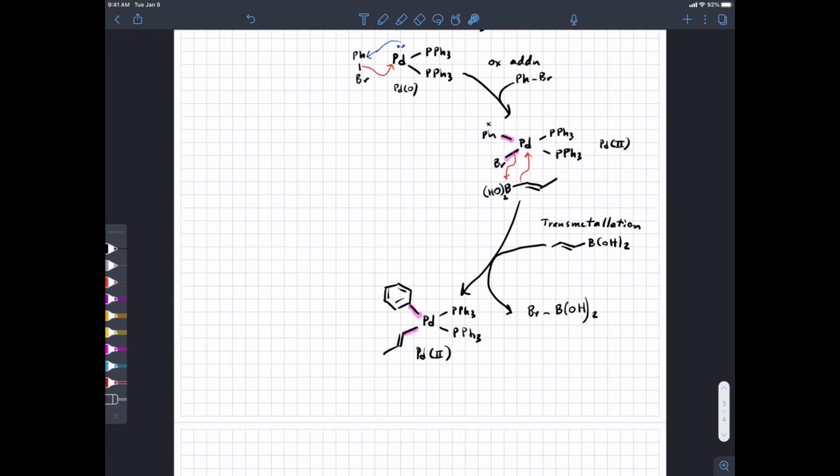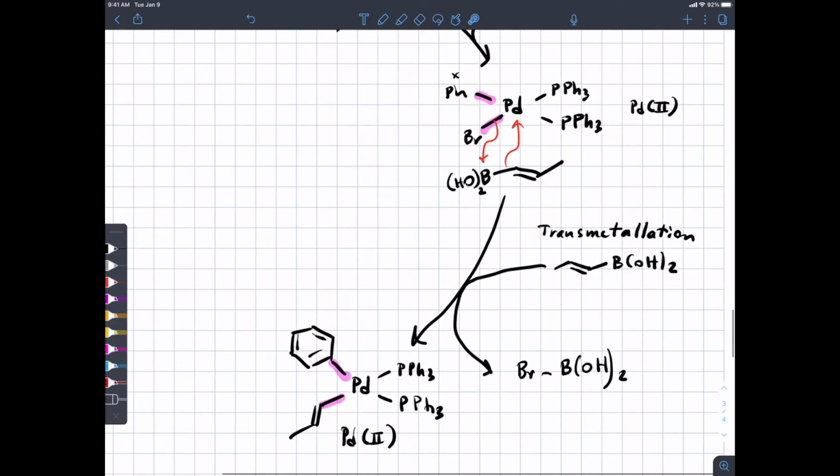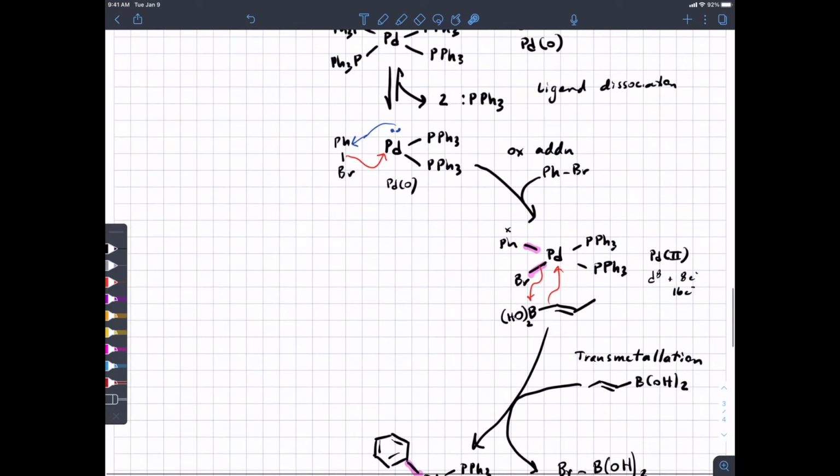Yeah? Why did we need to make room for those two if we get up to 18? Right. So, let's see. Palladium 2 has 8 d electrons and then 8 electrons from ligands, so that's a 16 electron complex. The question is why couldn't we just have dropped this guy off and then it could be an 18 electron complex? I think that would be fine, although that would give you a negatively charged complex. You'd be delivering an X ligand to a neutral complex, so it would be negatively charged. And then the boron, which is already electron poor, would be left with a positive charge.